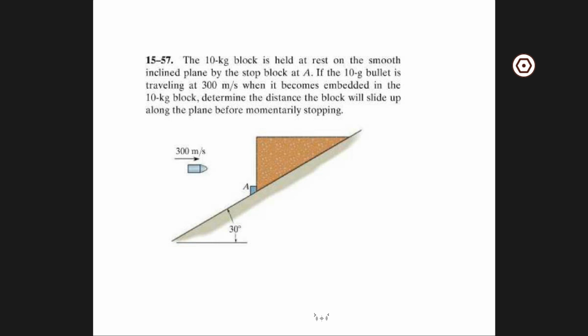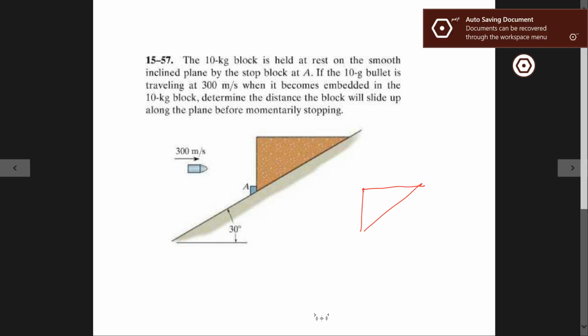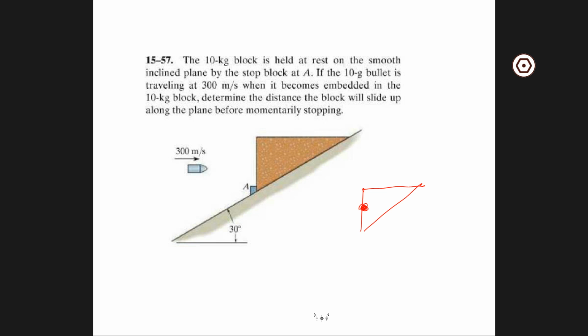Here's what I'm going to do. I'm going to find the velocity of the block right after the collision. Now, think about the impulsive forces: normal and bullet. I'm going to choose the bullet and the block together. So I'm going to draw it like this. And here's this bullet, partially embedded. Do I need to draw the force between the bullet and the block?